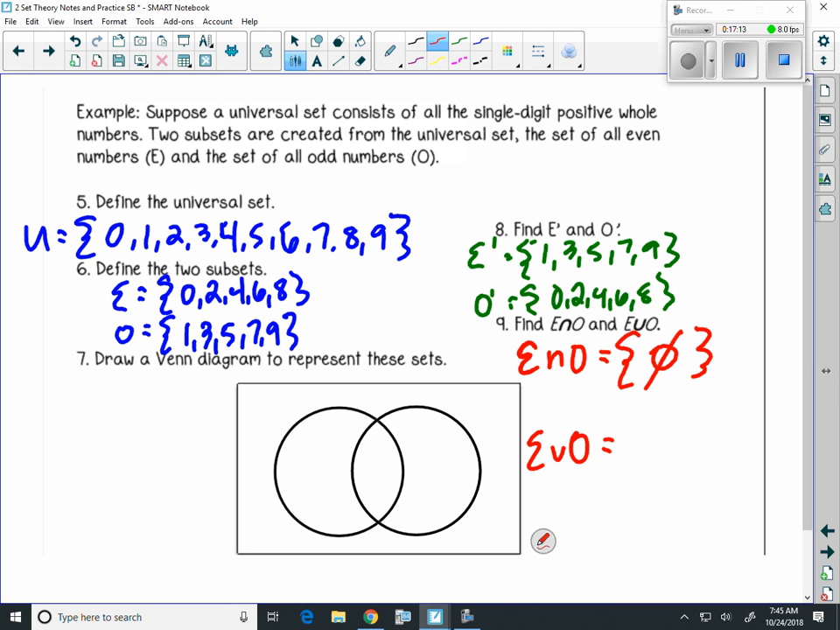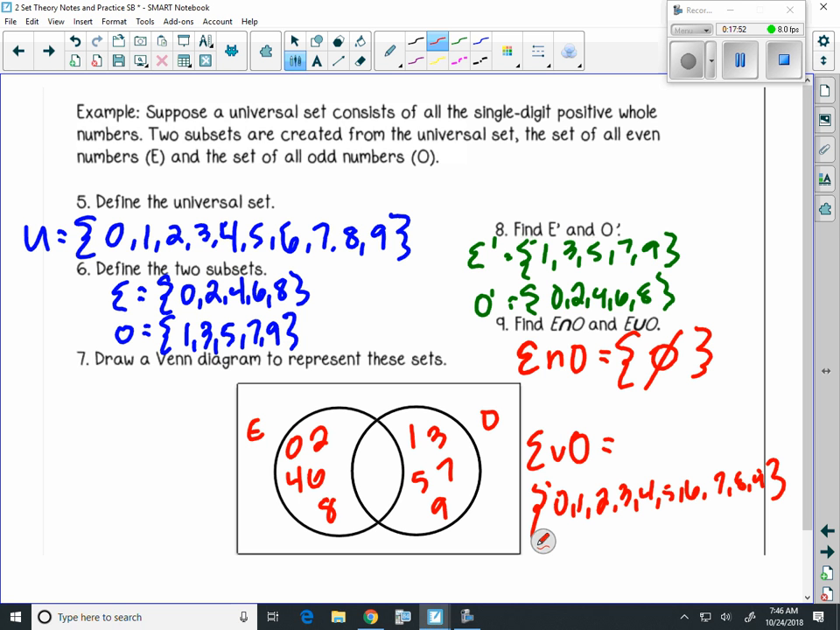Now the union, what do we do for the union? Universal set, you put them all together. It's the same thing as the universal set. For a Venn diagram, are we going to have anything on the inside? No, because we don't have an intersection. That was a 0, or that was an empty set. So there's no intersection on those.